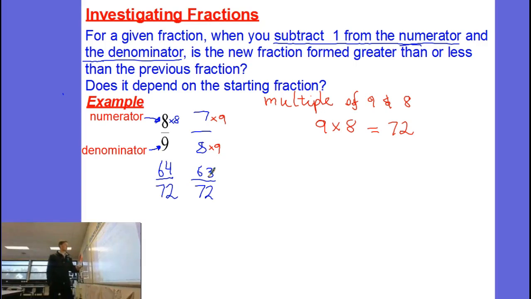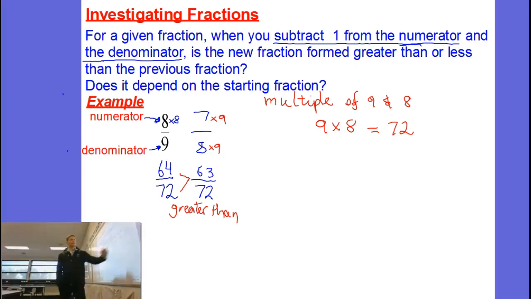Now I can examine those two fractions and ask myself, well, which one is bigger? The original fraction or our new fraction? And we can see that 64/72 as a fraction, there's more of them, and that's a bigger fraction than 63/72. So to show that the first fraction is larger, I can put a greater than sign. Everybody understand?